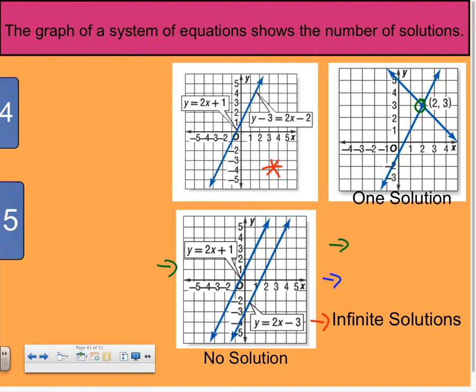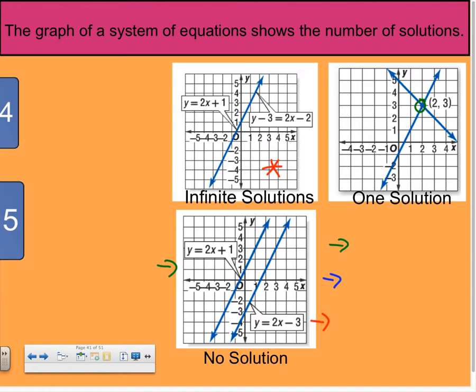And when one line is right on top of another, then their points are touching all the way up and down the line. There always are points that are crossing or are together. So what we call this then is infinite solutions. So this would probably be the most rare option, but if you happen to end up with two lines that are on top of each other, then we call that infinite solutions.